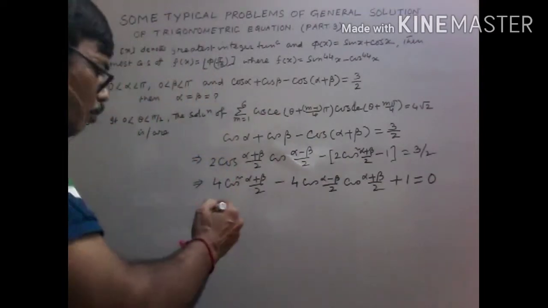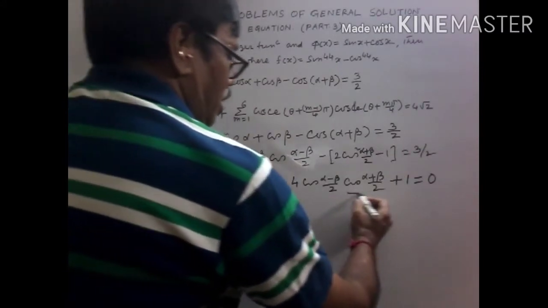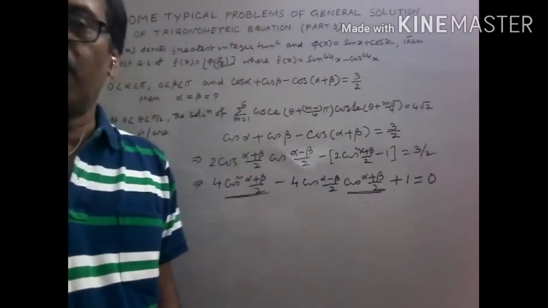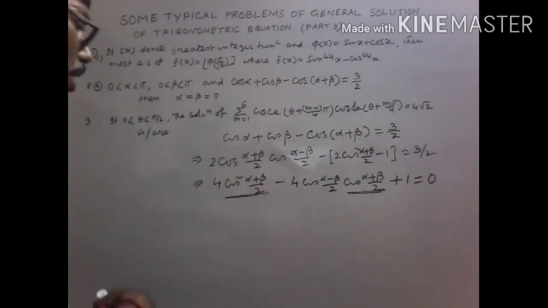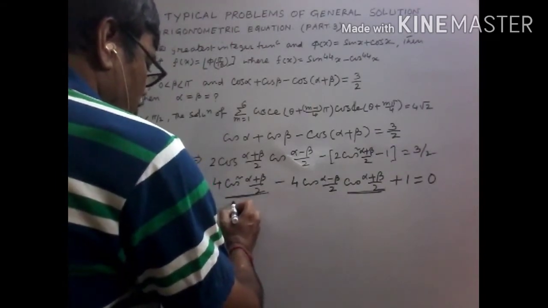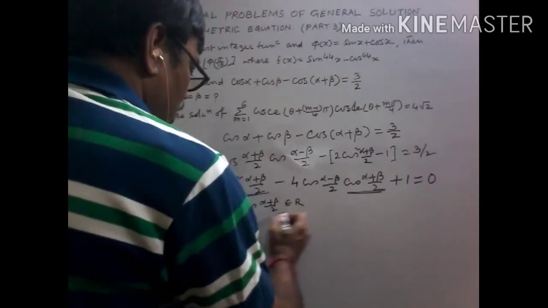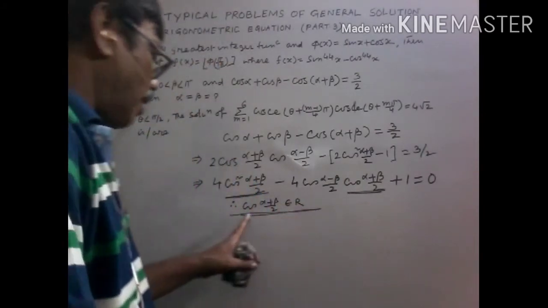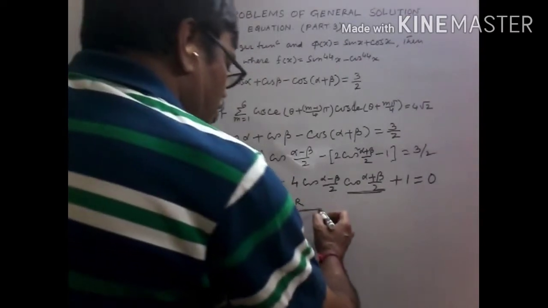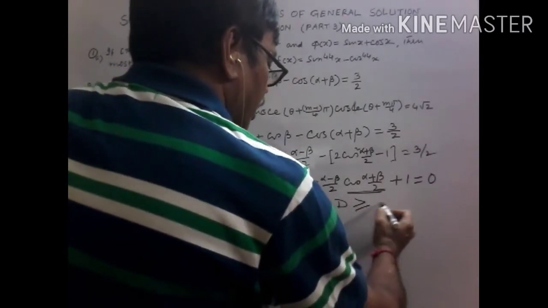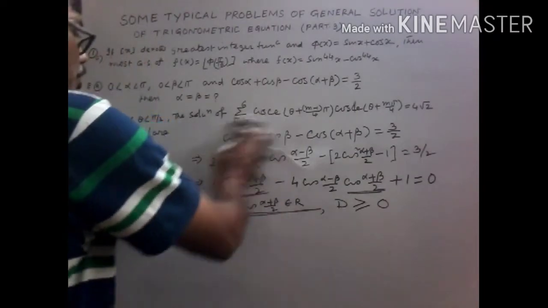So look, if we consider cos((α+β)/2) as x, we are getting a quadratic equation. So cos is real, so the discriminant is obviously greater than or equal to 0. Since cos((α+β)/2) belongs to R, this is a quadratic equation in terms of cos((α+β)/2), and it is real. Therefore, the discriminant is greater than or equal to 0, D ≥ 0.